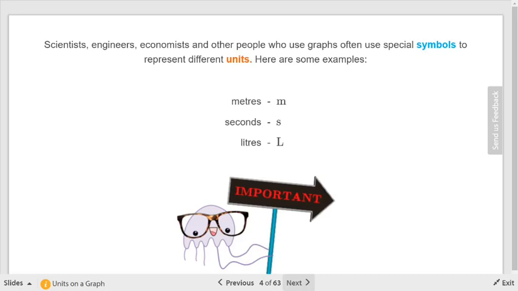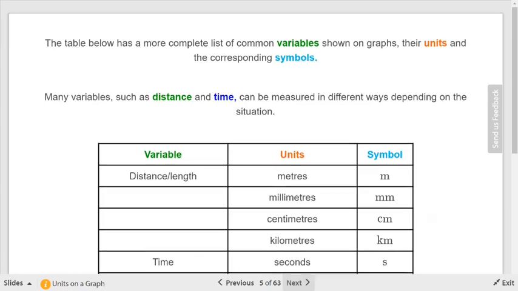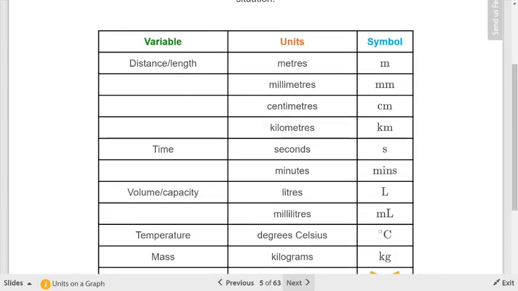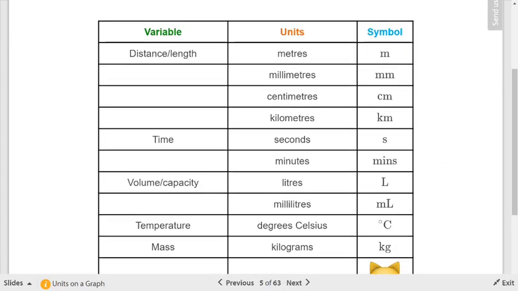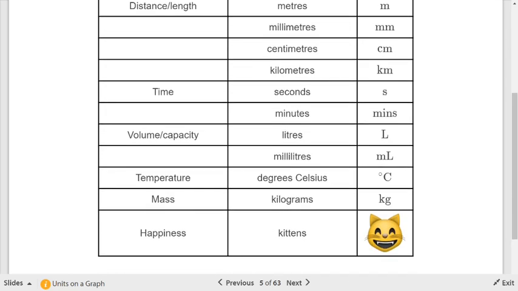We don't use M as a variable in our equations because M always stands for what thing? Gradient or the slope, right. It's reserved for that special use. But these are abbreviations for units, so that's not the same thing. All right, so here is a little list of different ones that you might see: meters, millimeters, centimeters, seconds, minutes, etc.